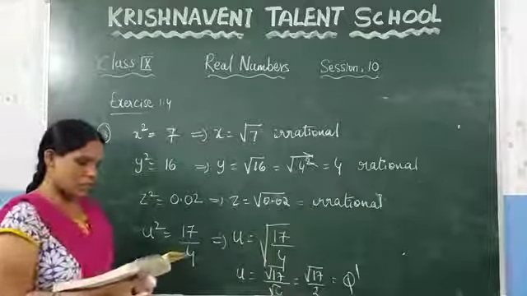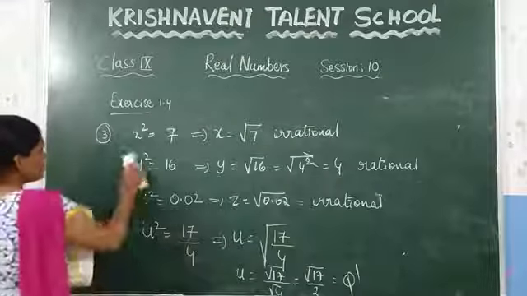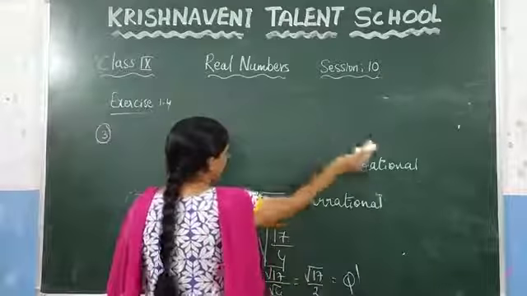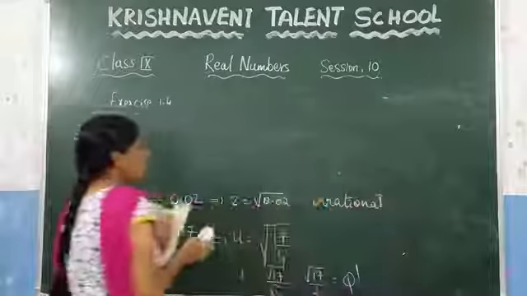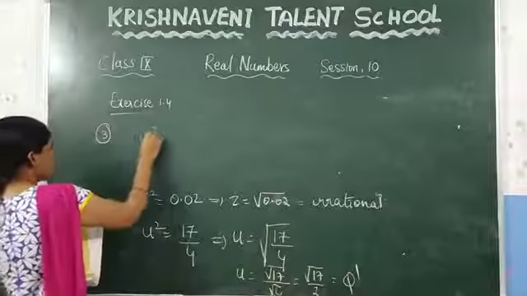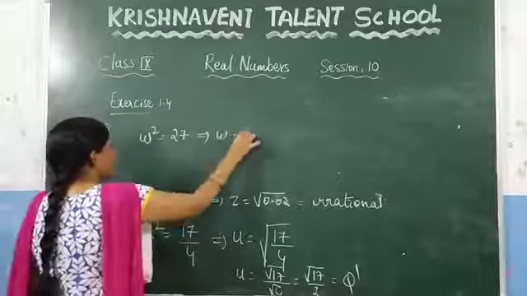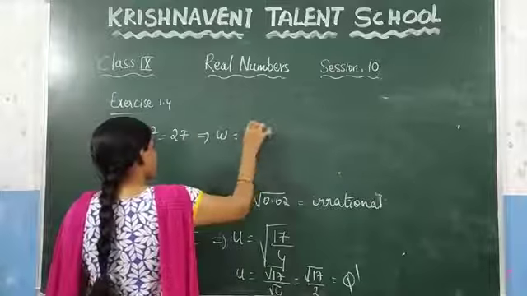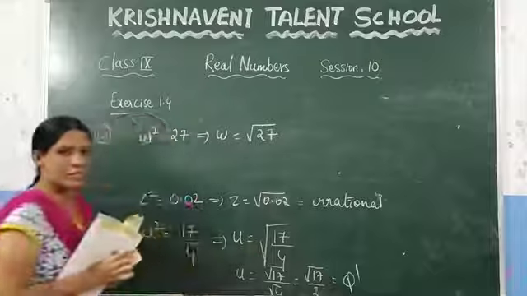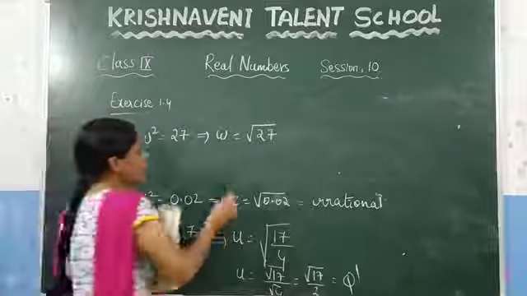Now see the next question. w square is equal to 27. So what is the next question given? w square is equal to 27. So what will be the value of w, which is nothing but root 27. Can we find the value of root 27? No. Why?